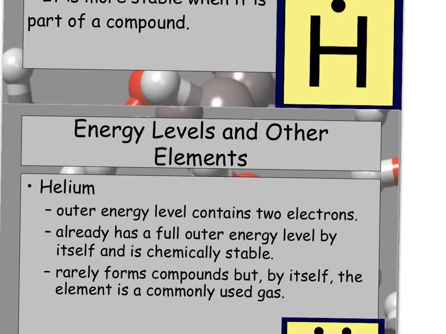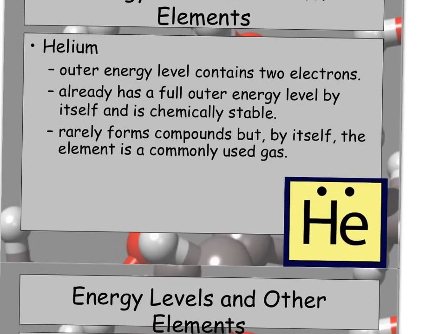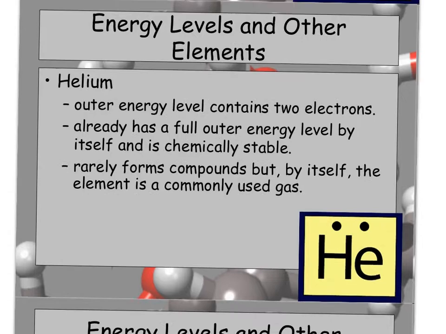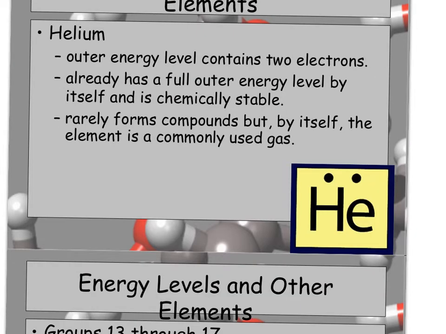Hydrogen has 1 dot. Its outer energy level is not full. It wants to be like helium because helium has 2 dots, so it's going to form bonds to get to that point. That's why it bonds with oxygen, because it can get to that full outer shell when hydrogen and oxygen bond together.